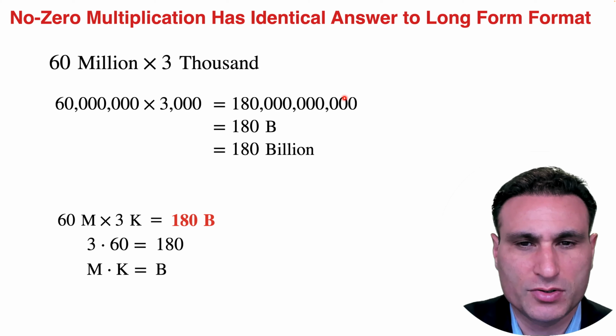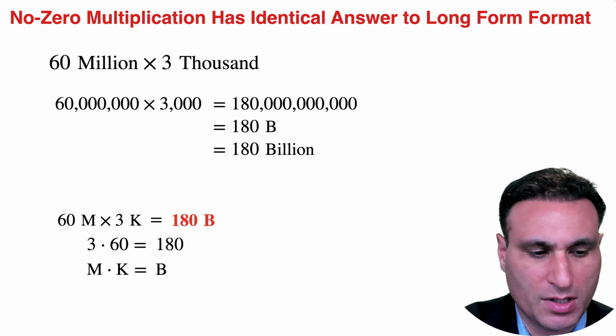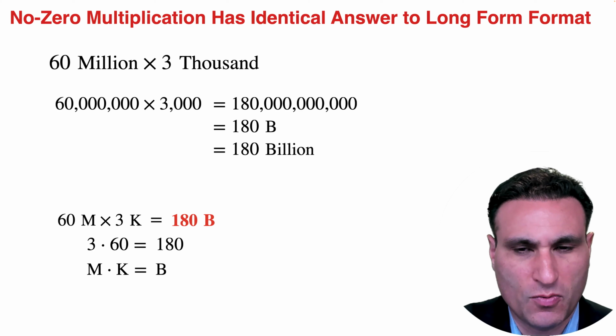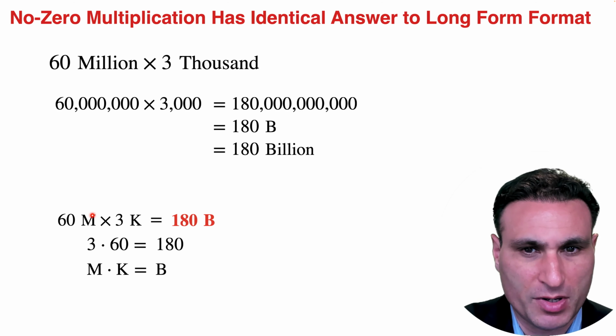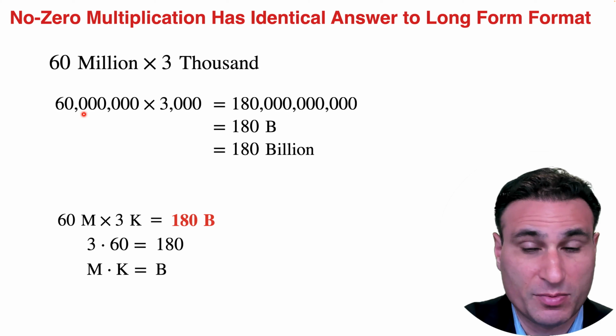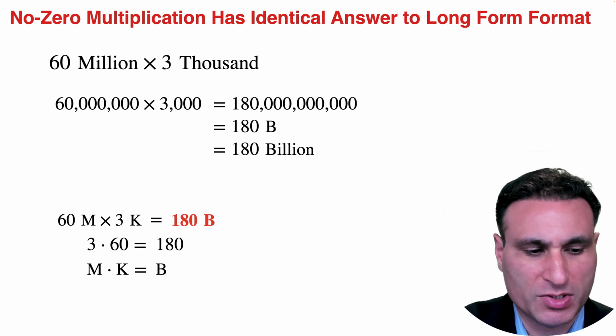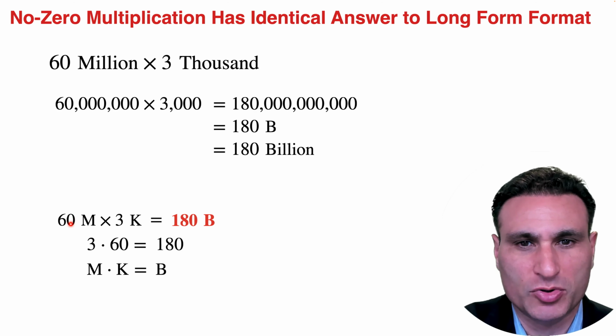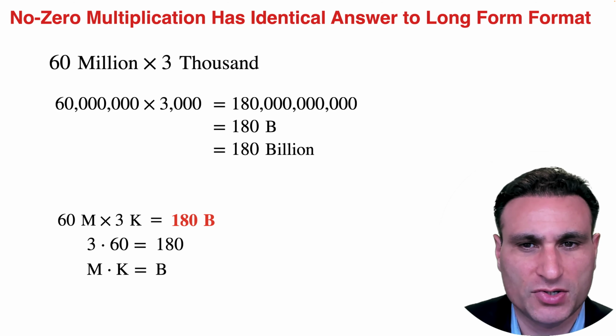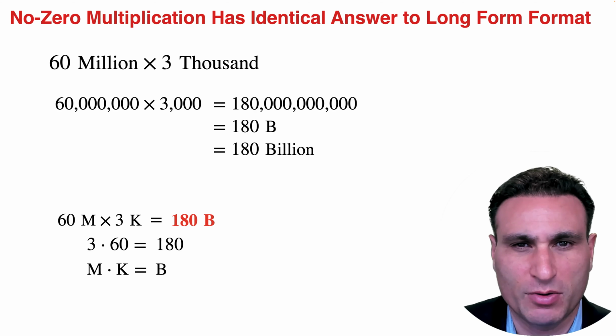Instead of counting all the zeros, no zero calculation stores the place value of the digits after the first comma in the unit abbreviation, such as M for million or B for billion. With this example, the abbreviation M for million stores the information of the 6 zeros from 60 million. The abbreviation K for thousand stores the information of 3 zeros from 3,000. And the abbreviation B for billion stores the information of 9 zeros from the result. We keep a 0 or power of 10 in the numerical portion of 60. No zero format is just a simple and intuitive way to store place value information.